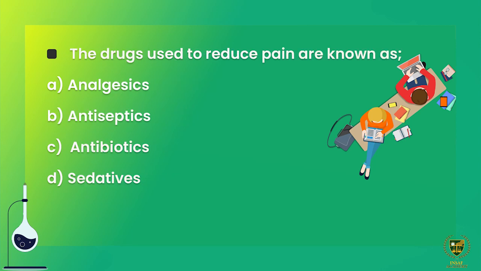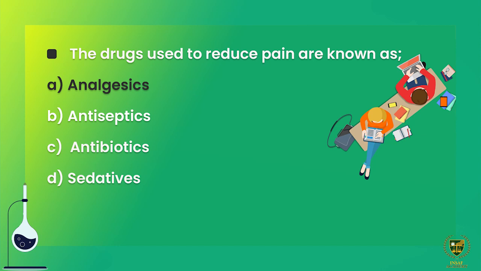The drugs used to reduce pain are known as. So yes, my dear students, what are the painkillers known as in medical terminology? Option delta is sedatives. No, they induce sedation. Option Charlie is antibiotics. No, dear students, those are the drugs used for the treatment of bacterial infections. Option beta says antiseptics. No, dear students, these are the drugs which are used to prevent sepsis. The only option remaining is alpha, that is analgesics. Yes, dear students, that is the correct answer. The drugs used to reduce pain are called analgesics.